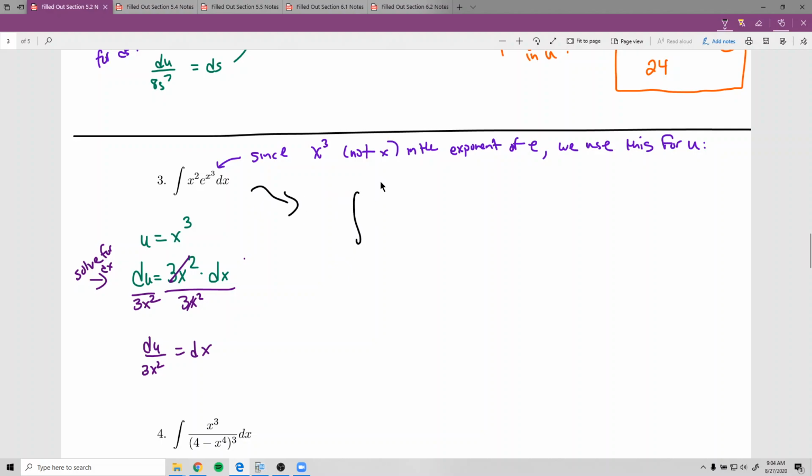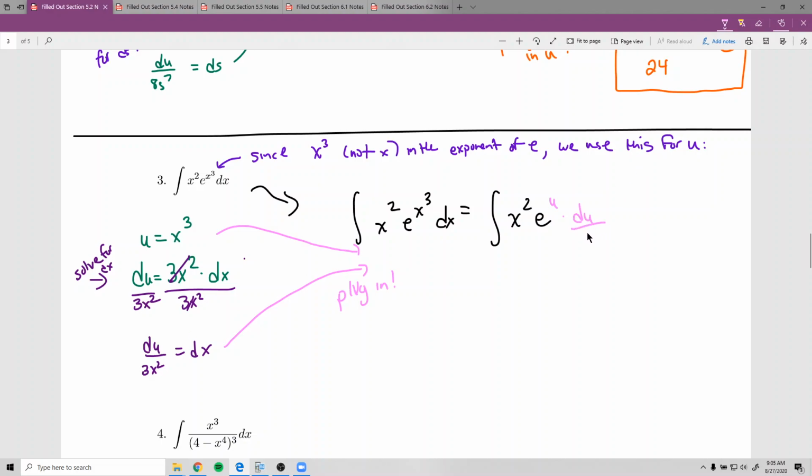I'm just going to rewrite this so I have room to write. But what did we do the previous 2 times after we figured out u and dx? So we plugged them in. All right, so we're not actually, oops, forgot my dx. We're not actually plugging in anything for x squared. That's the part that's hopefully going to cancel. Then we got e. In place of x cubed, we have u. And then for dx, what we plug in for dx is du over 3x squared.